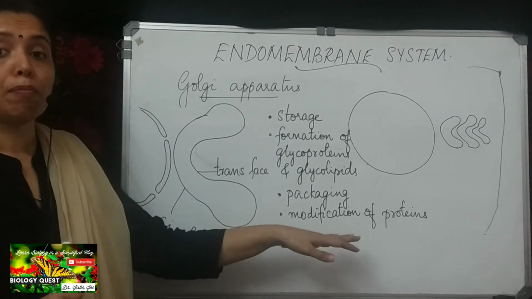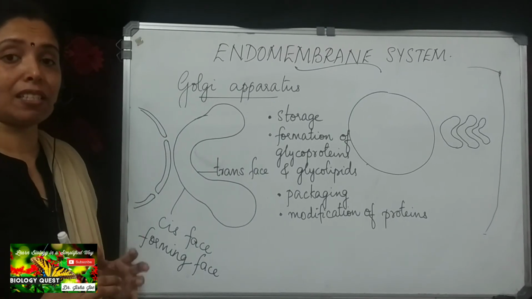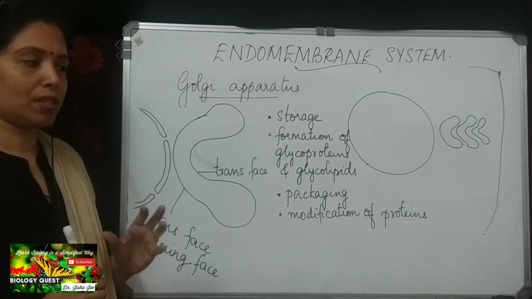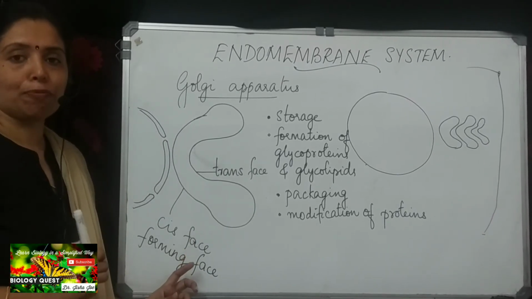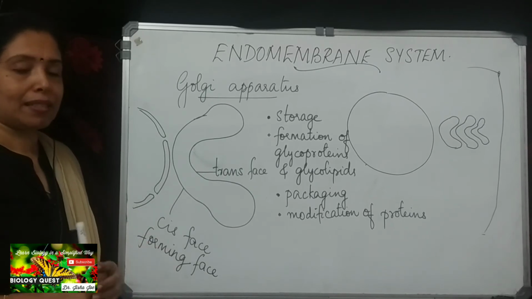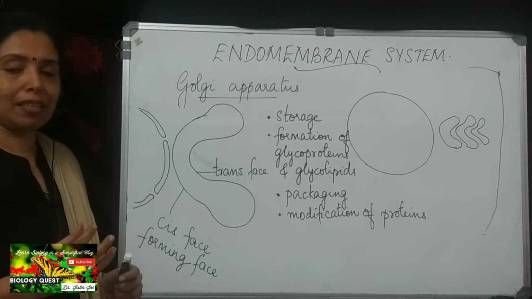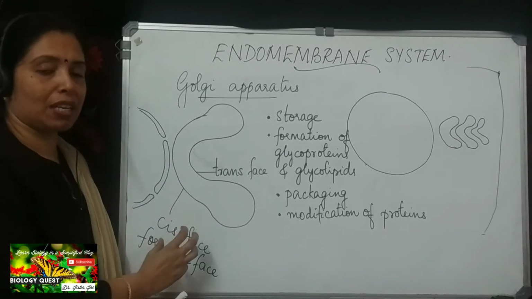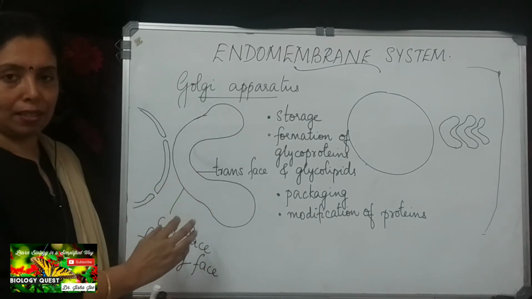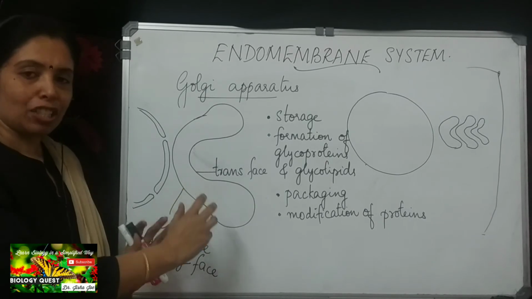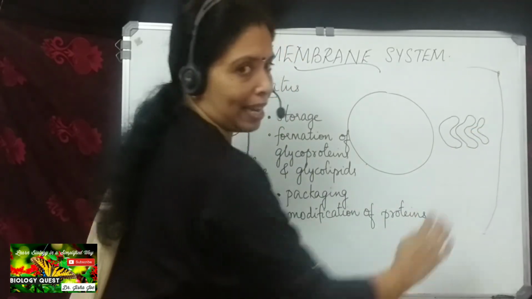The last point is the modification of proteins. The proteins which are formed get modified and they fuse to the forming phase. We know the ribosomes are the sites of protein synthesis. As the proteins are synthesized in the ribosomes, they form vesicles and they move to the cis phase or the forming phase of the Golgi apparatus, and they fuse with the cis phase, and they get modified and are finally released out through the trans phase.